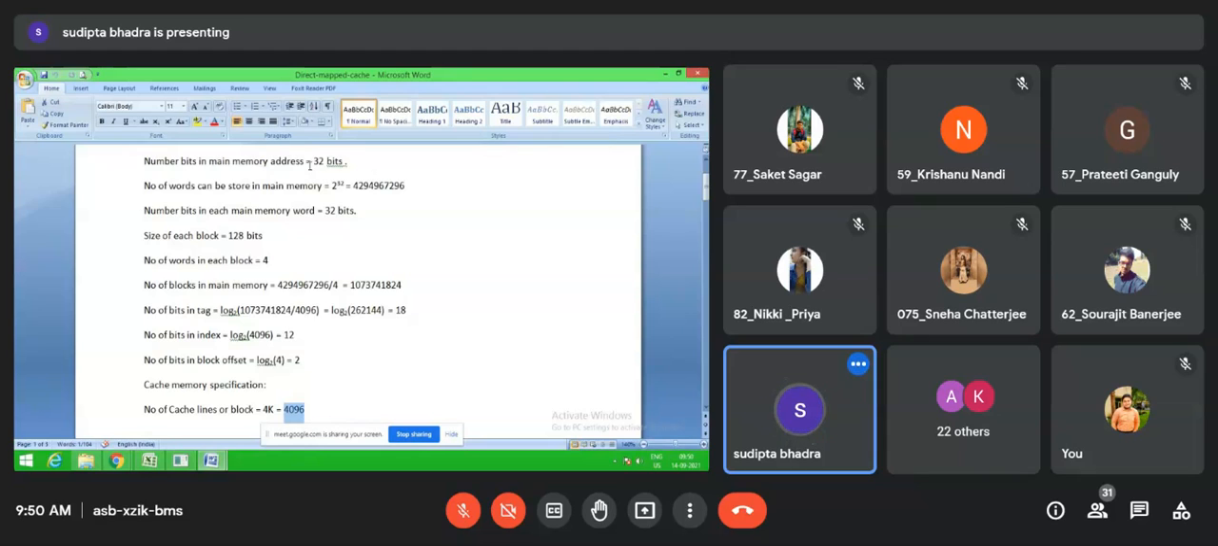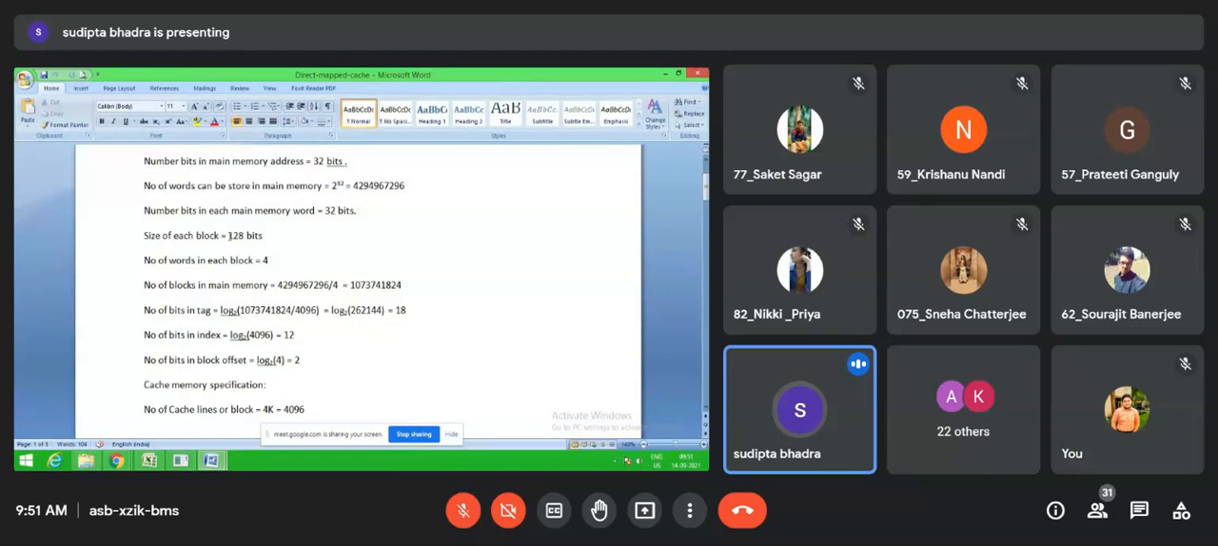So first, 32 bit memory address, so how many words can you store? Here you have seen in the RAM that two address lines means what? 4 words you can store, 2 to the power 2 address lines, that means 2 to the power 2 is 4. So here 32 bit memory address means address line is 32 bit, so you can store 2 to the power 32, then you are going to get this figure, 4294967296.